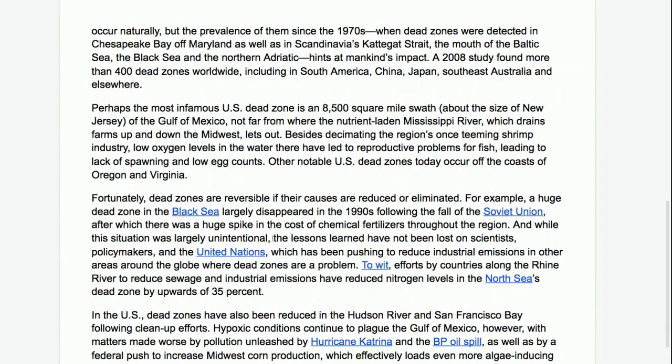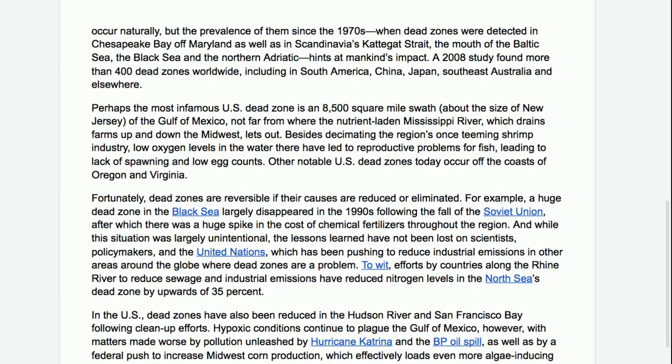Fortunately, dead zones are reversible if their causes are reduced or eliminated. For example, a huge dead zone in the Black Sea largely disappeared in the 1990s following the fall of the Soviet Union, after which there was a huge spike in the cost of chemical fertilizers throughout the region.